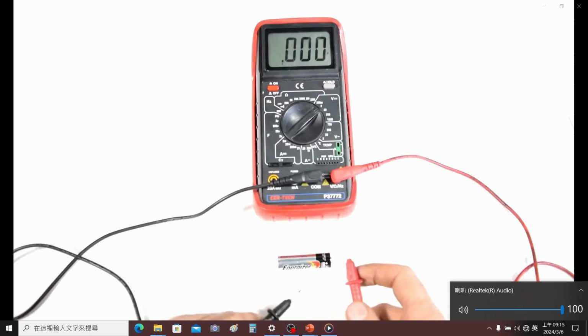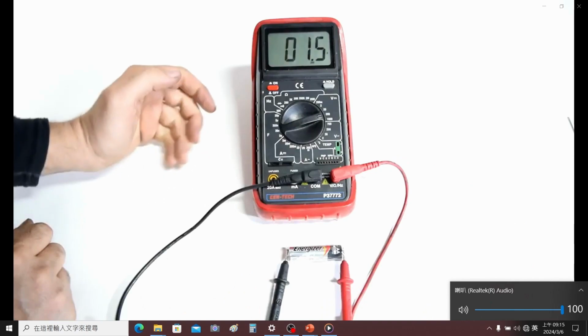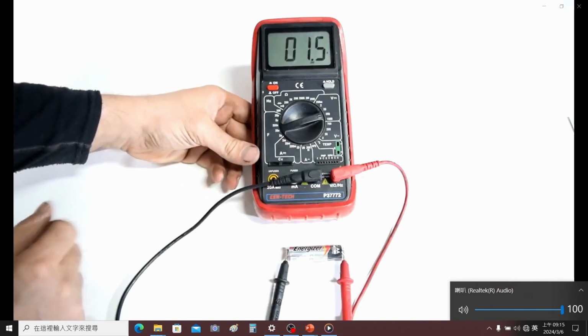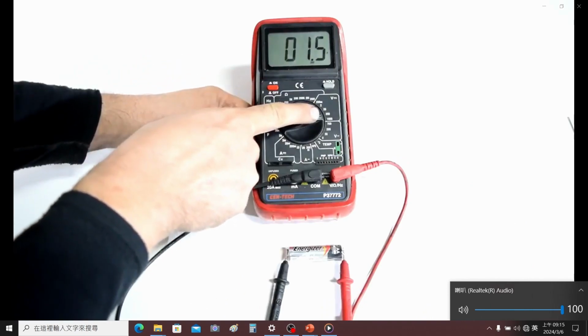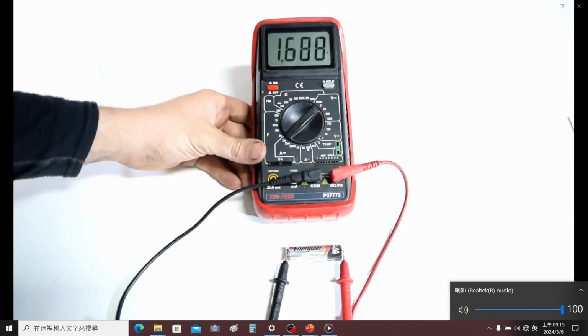Next, we put our positive test lead on the power or positive side of our circuit, and then the ground test lead on the negative or ground side. And as you can see, we got 1.6 volts, which means this is a fully charged battery. And if you're ever unsure about the amount of voltage you're measuring, you can always start off higher, like we got here on 200, and then come lower to get a more precise reading.